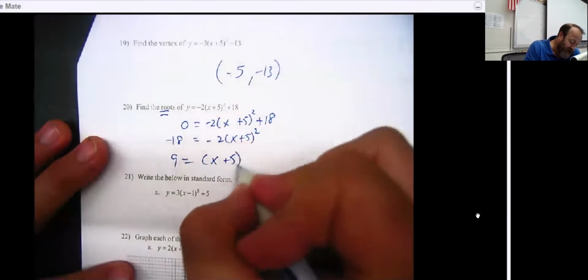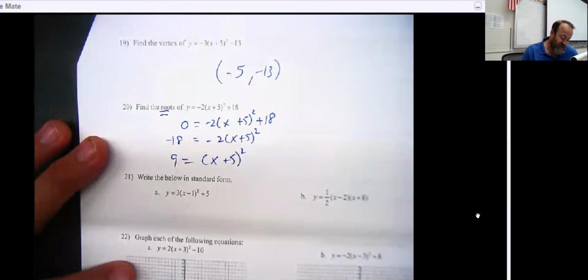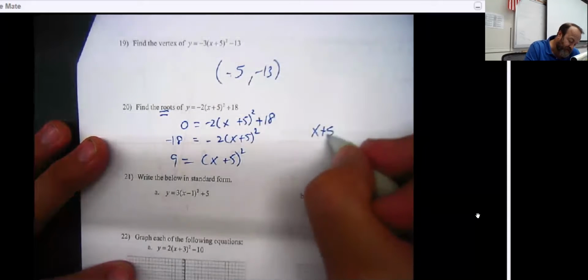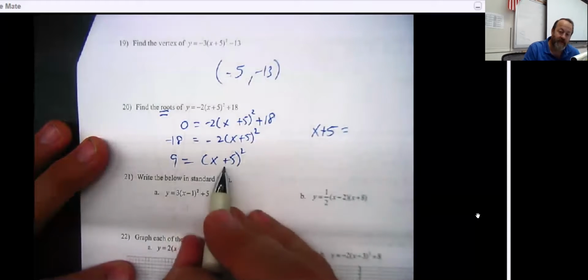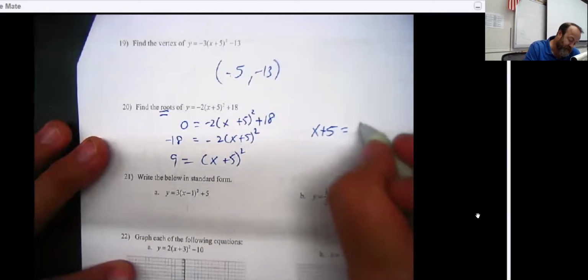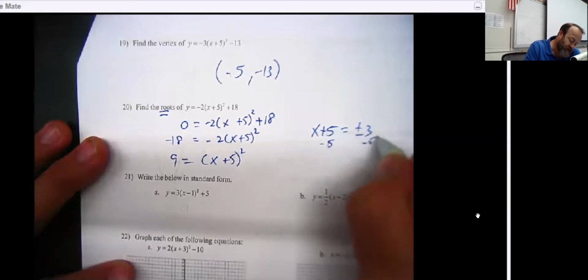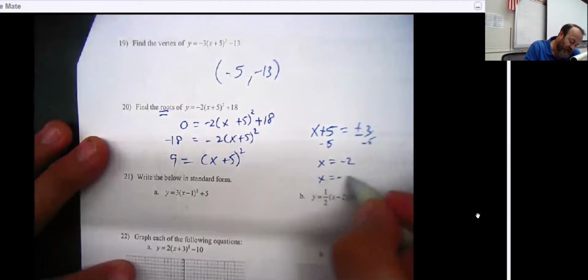And we have a pretty nice answer now, because when we take the square root of both sides, as we've done on some of the previous problems, the square root of x plus 5 squared is x plus 5, and this is plus or minus 3. And of course, to complete our isolation, take away 5. 3 take away 5 is -2, and -3 take away 5 is -8.